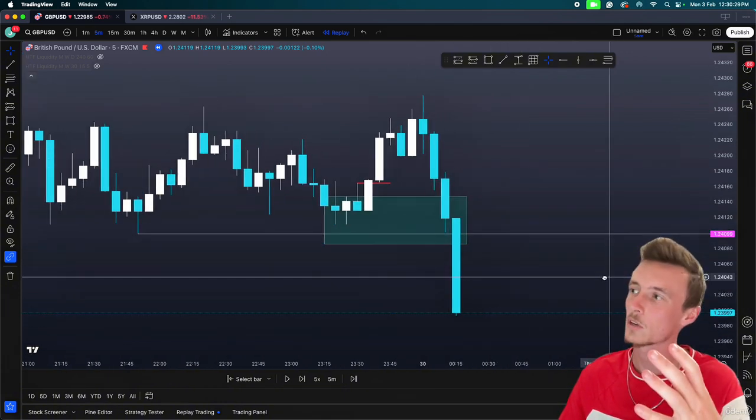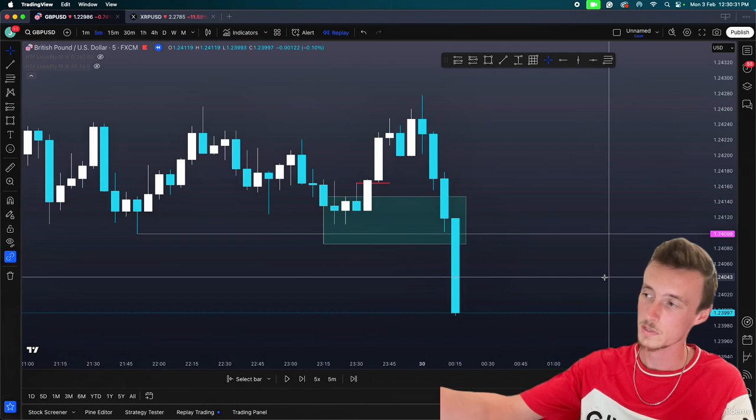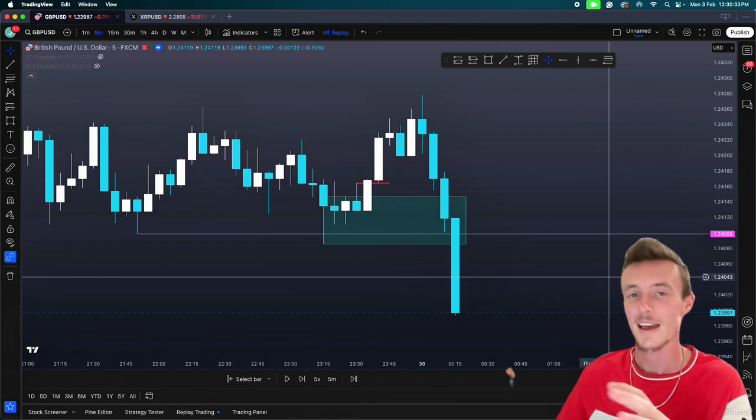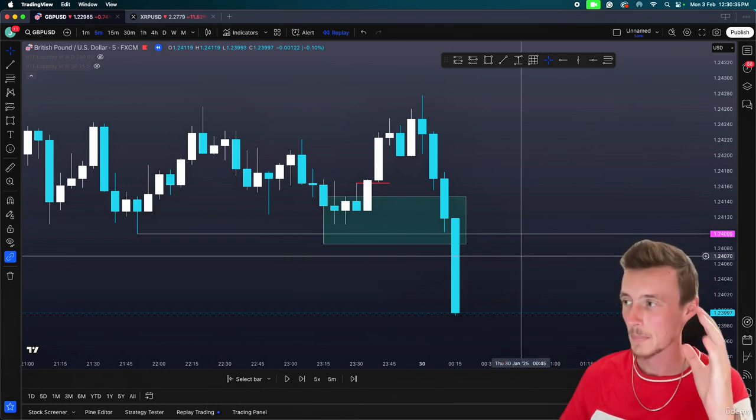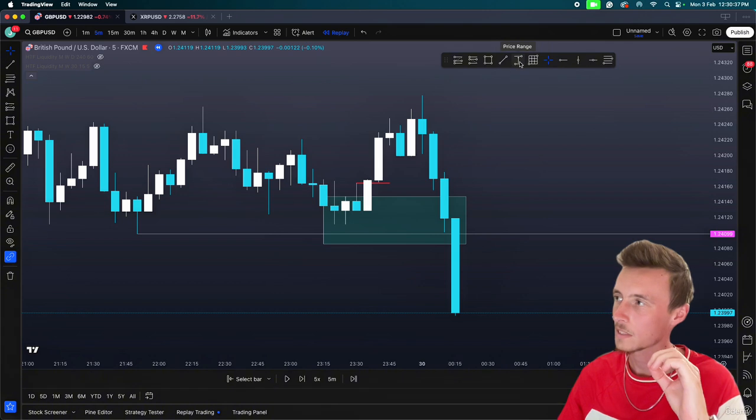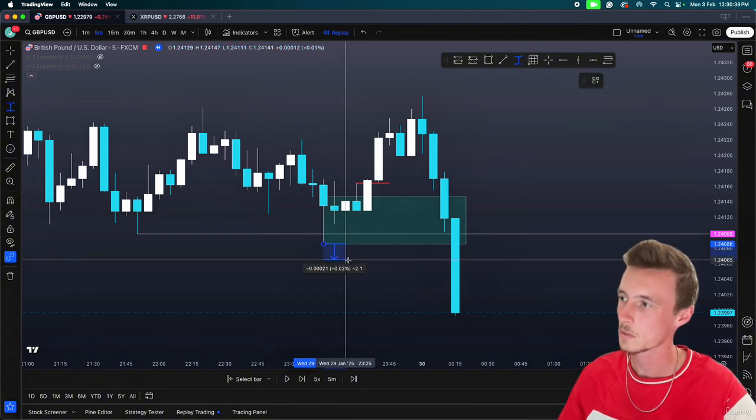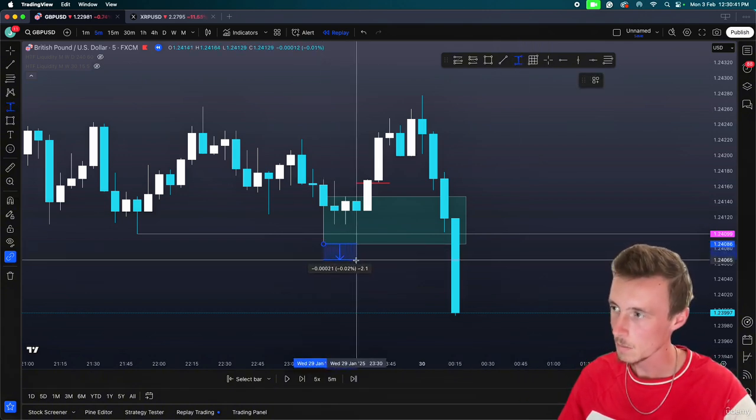Would I still be looking to enter into a potential long position with this sort of a setup? Again, no, I would not. The reason being is because where I'm placing my stop loss is going to be 2 pips below my order block.